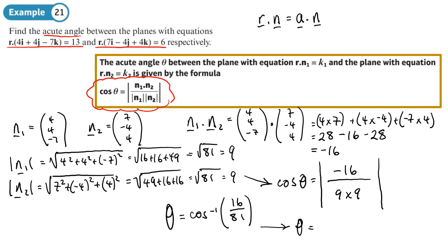And that gives us 78.607 degrees. We want a final answer. If it doesn't say anything, we go for 3 significant figures. So 78.6 degrees for the angle between these two planes.